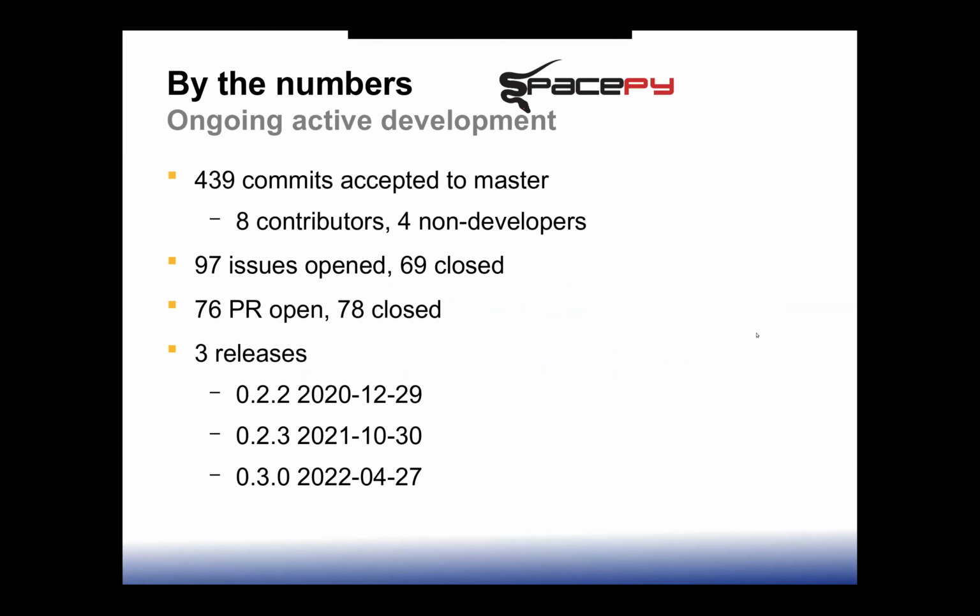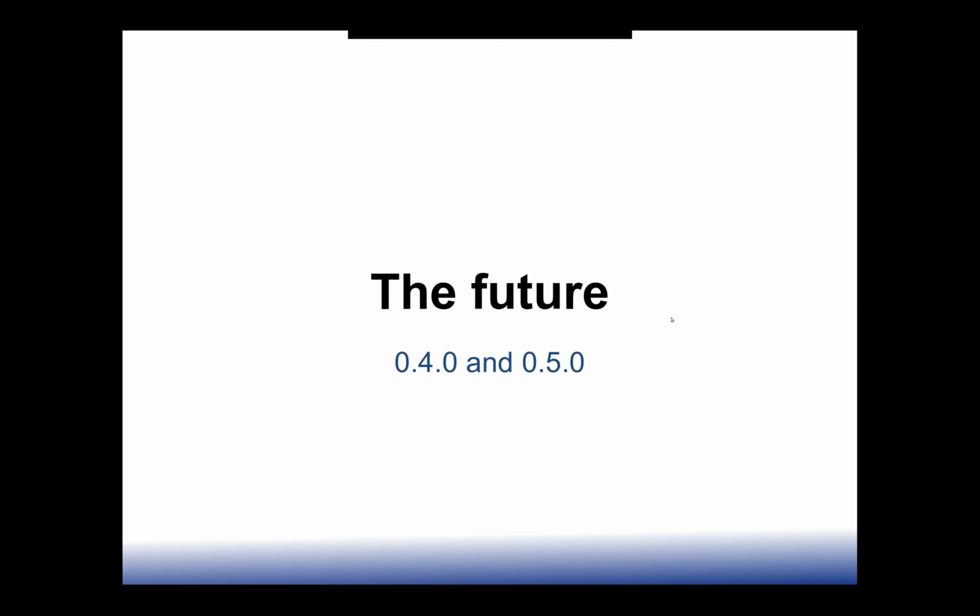Just to do the numbers real quick, we've had about 440 commits accepted to master, which we're actually in the process of renaming. We've had 8 contributors, 4 of which are not regular developers. So that's been fantastic. 97 issues open, 69 closed, 76 PRs open, 78 closed, and 3 releases. And we're moving more towards that 6-month release cycle that we really want to do.